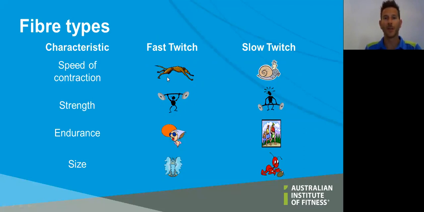When we look at the strength of a fast twitch fiber, this is very, very high, whereas the slow twitch fiber is very low in strength. The endurance for a fast twitch fiber, it doesn't have a lot of endurance at all. In fact, it really fatigues quite quickly, and a slow twitch can go on and on and on as long as we keep feeding it. And the size of a fast twitch fiber, these are huge, okay? They're very, very big muscles compared to my slow twitch fibers, which are very, very small.